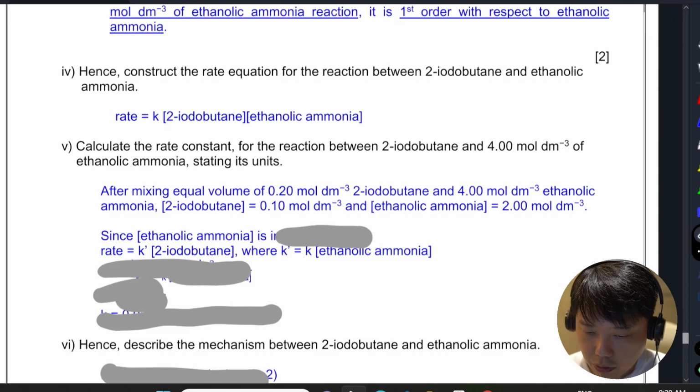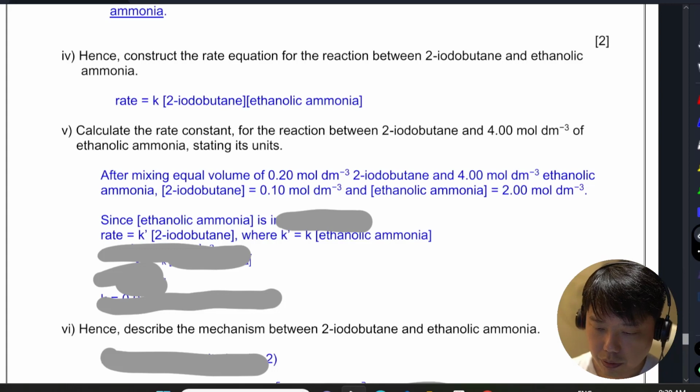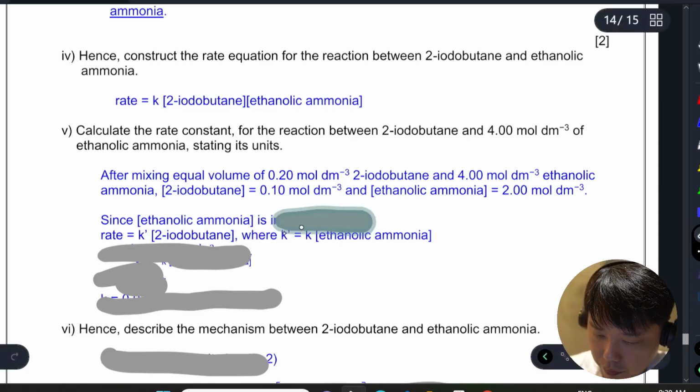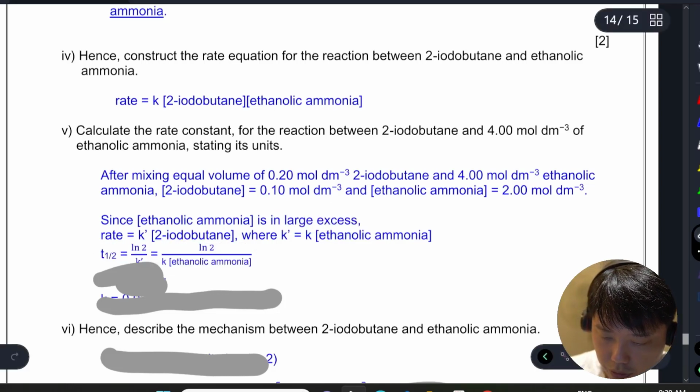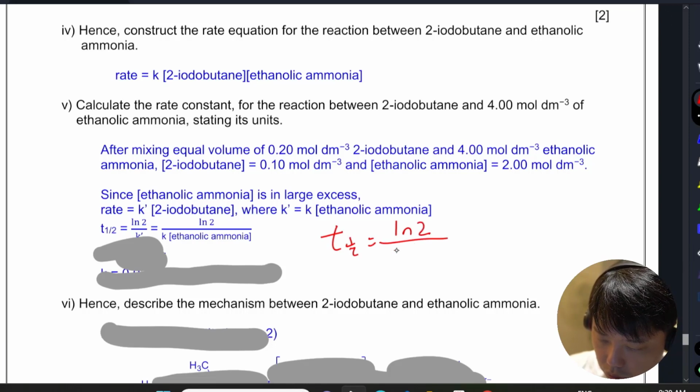Okay, part 5, calculate the rate constant for the reaction between 2-iodobutane and 4 mole per dm cube of ethanolic ammonia. Okay, so this one you basically just need to use the formula and substitute in your values. So what is the formula? Because it is a pseudo first order, the formula is T half equals ln 2 over k times the concentration of the reactant that is in excess.